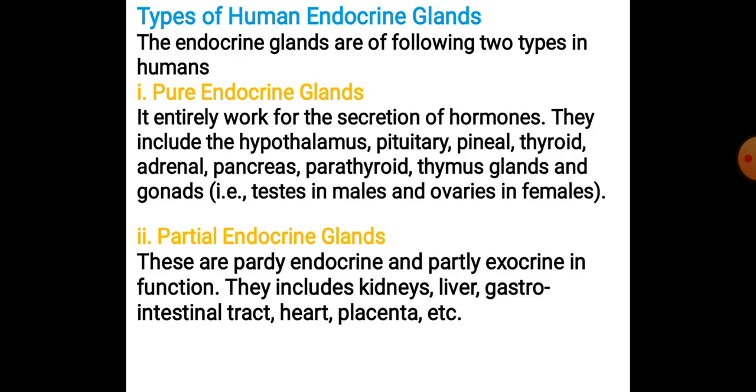Now, what are partial endocrine glands? These are glands which act both as exocrine and endocrine. In the beginning I told you, for example, pancreas, kidney, liver, placenta. These are a few of the glands which may act as endocrine or exocrine, depending upon the situation. So this is just the general, or a brief account, of the human endocrine system.